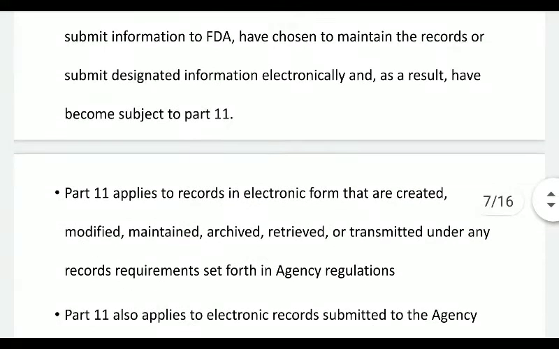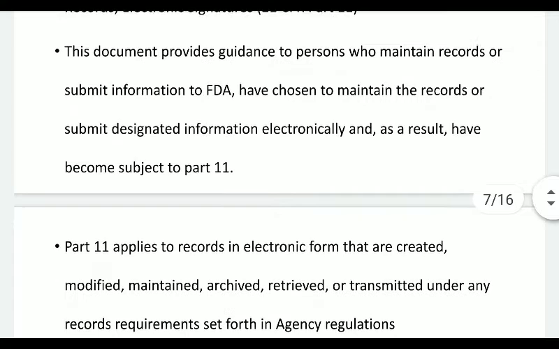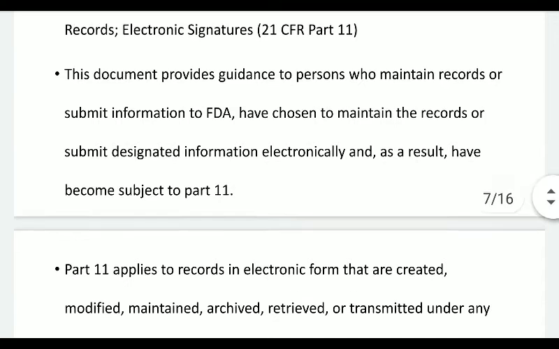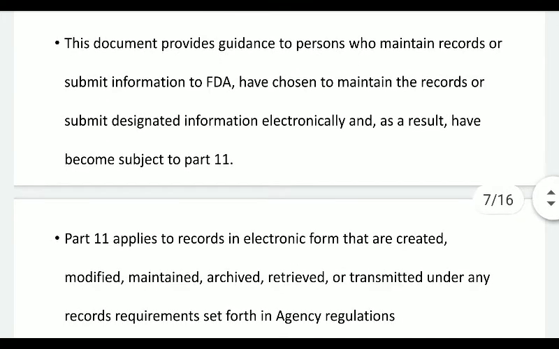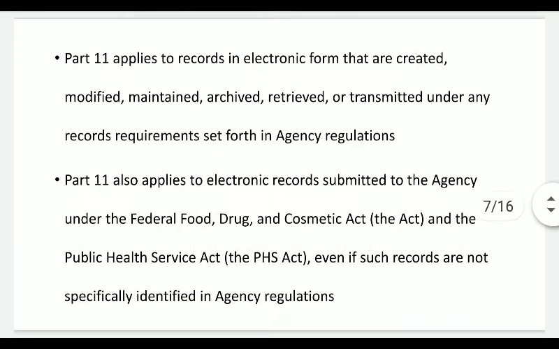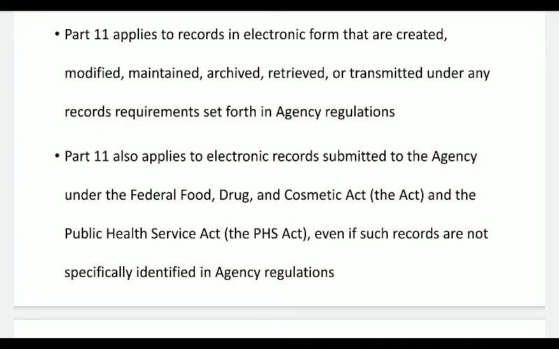So as I said earlier, when someone is operating LIMS, the entire data is available in the form of electronic data, and when a person or an organization is submitting that electronic data to US FDA during the inspection, the guidelines or the instructions they are supposed to follow are given in 21st CFR part 11. Part 11 applies to records in electronic form that are created, modified, maintained, archived, retrieved or transmitted under any records requirements set forth in agency regulations.